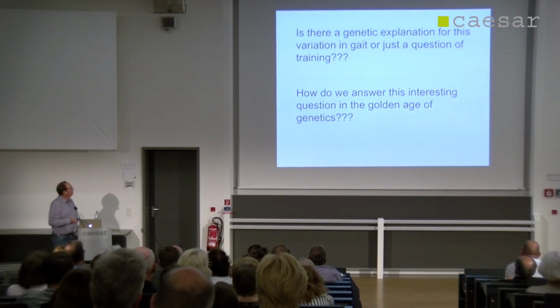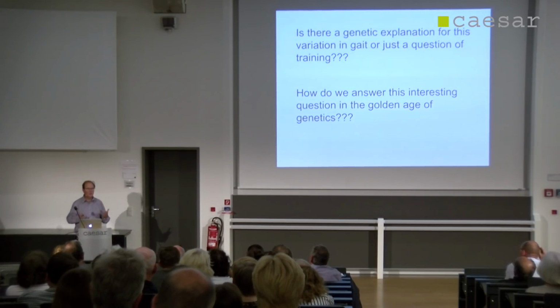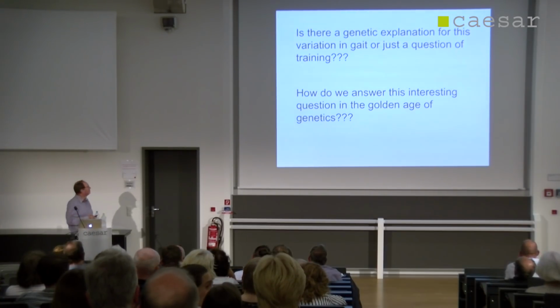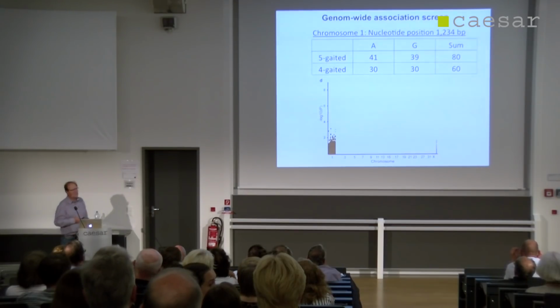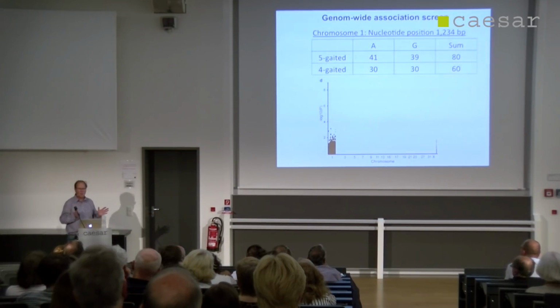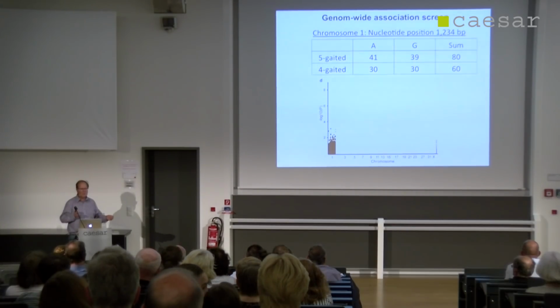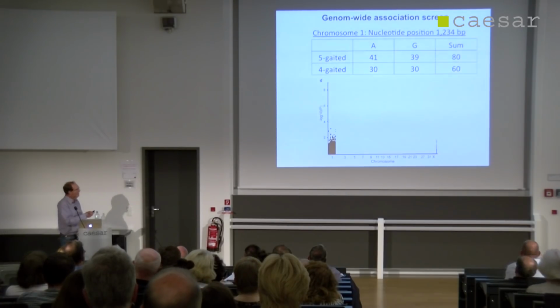And so how do we answer this interesting question in the golden age of genetics? I call this the golden age of genetics because of all the tools we have got in order to study genetics of different species. So what we do is something called genome-wide association screen. It's exactly the same approach as if you want to study which genes are affecting diabetes in humans or any disease in humans. You do exactly this type of thing. So what you do is you collect material.